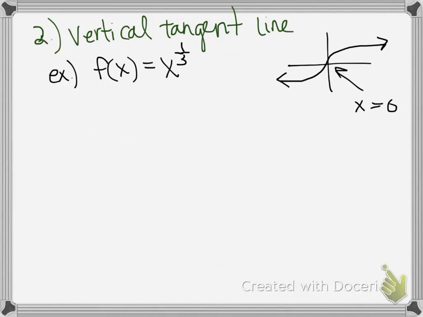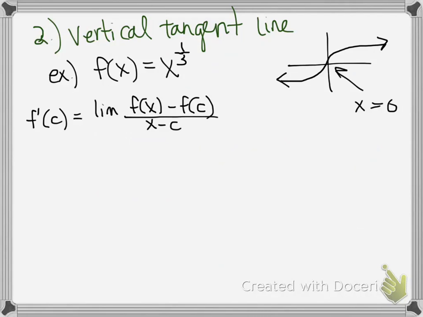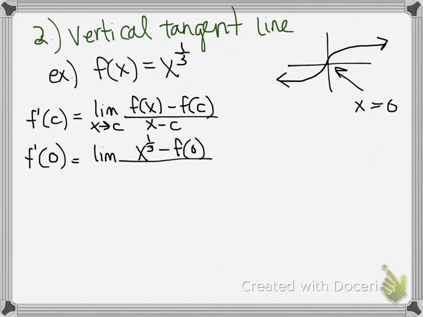So my alternative form, we will see that the limit of f of x minus f of c over x minus c, this is the alternative form as x approaches c. If I plug it into my situation here, I get the limit of x to the 1/3 minus f of 0 over x minus 0 as x approaches c, which is just going to be the limit as x approaches 0.